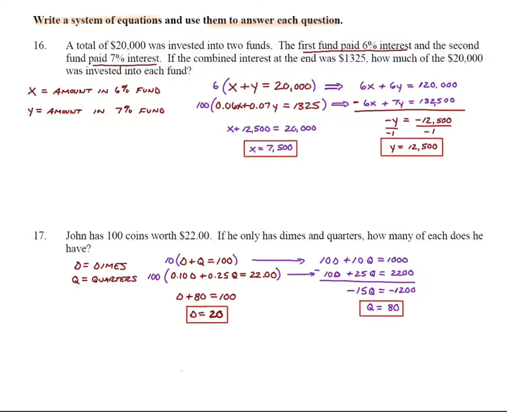And you can check your answer. If there's 20 dimes, 10 cents a piece, that's $2. And 80 quarters at 25 cents a piece, that's $20. $20 and $2 adds to 22. So that solution makes sense for the problem.